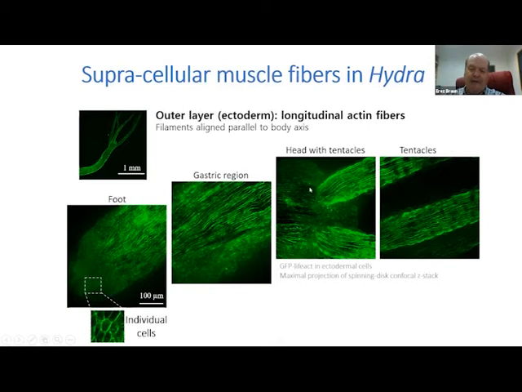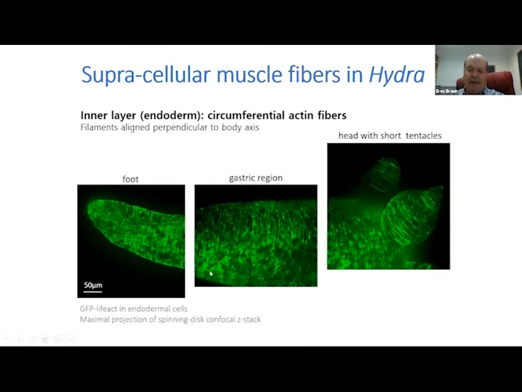And to create this fiber orientation, which serves as a muscle, allows the behavior of the animal, and also stabilizes the structure and plays other important roles. In the inner layer, actin fibers are organized in an orthogonal direction, in the circumference direction, and also serve as a muscle. So these are two organizations of muscles. One is longitudinal, and the other is in the circumference of the body.